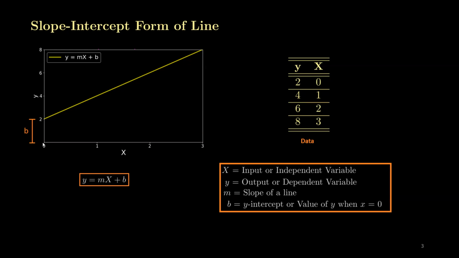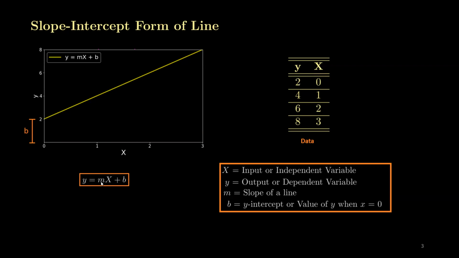So when x is equal to 0, y is equal to 2. And similarly, when x is equal to 1, y is equal to 4. So by connecting these points, I can easily draw a straight line which is shown here. So this straight line is a representative of this small data set where x and y are two variables.